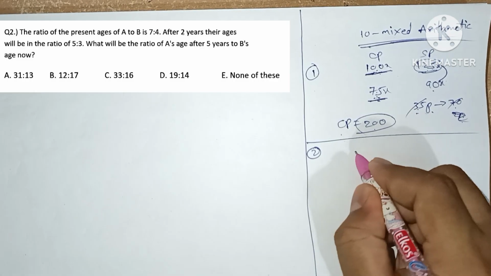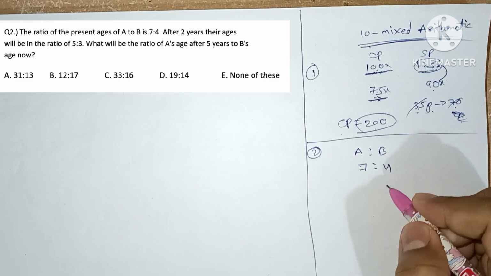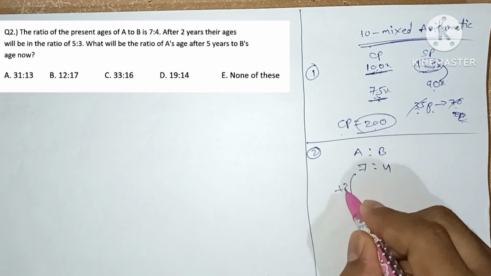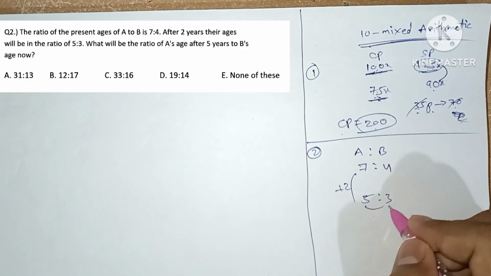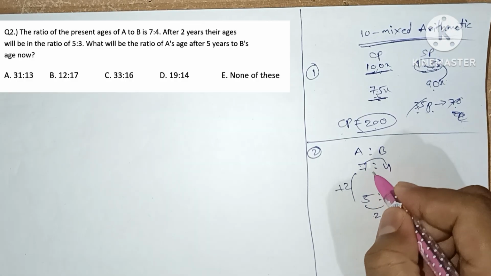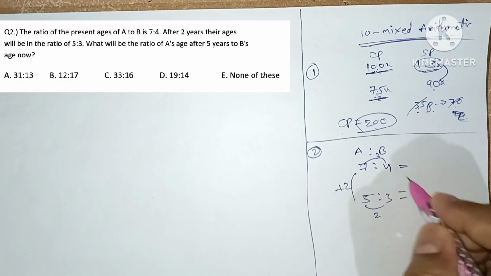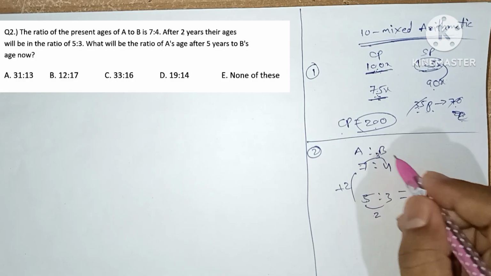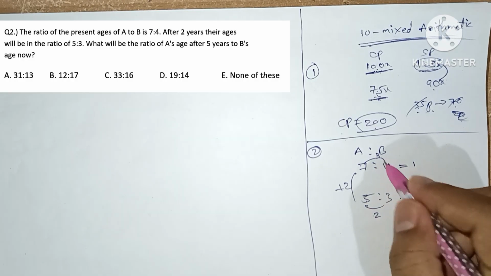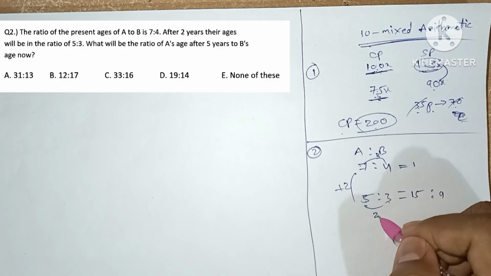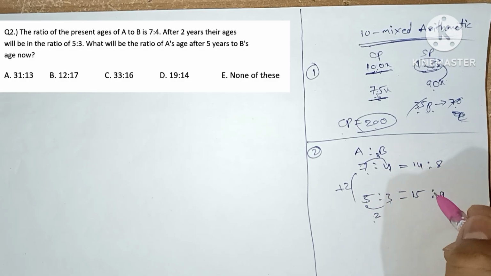What is given here is A and B are in the ratio of 7 to 4. After 2 years, their ages become in the ratio of 5 to 3. So what we do here is we see the difference between these two is 3 parts, and here the difference between these two is 2 parts. So these are not equal, so we make them equal by multiplying oppositely. 5 times 3 is 15, 3 times 3 is 9, 7 times 2 is 14, and 4 times 2 is 8. So these are the ratios.